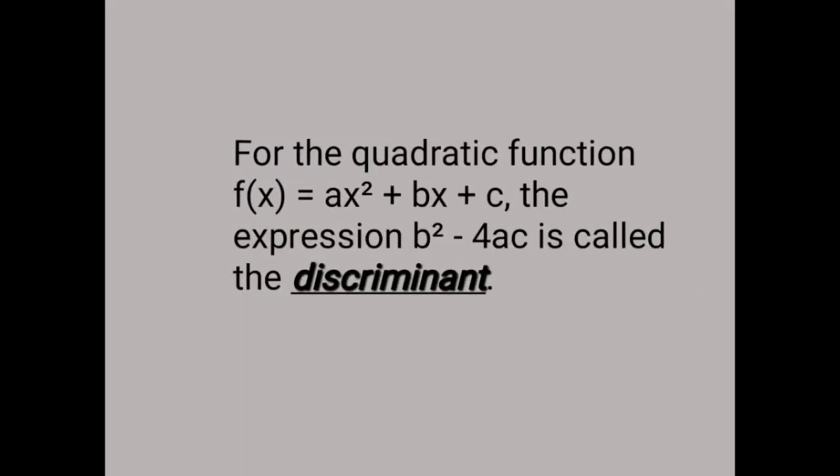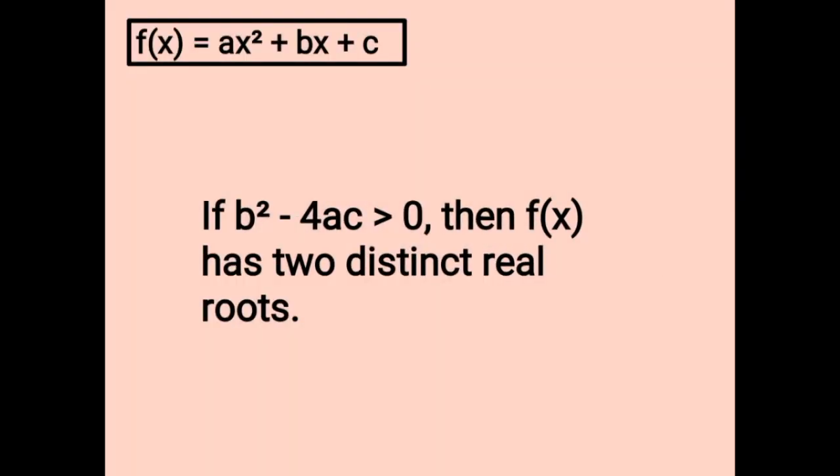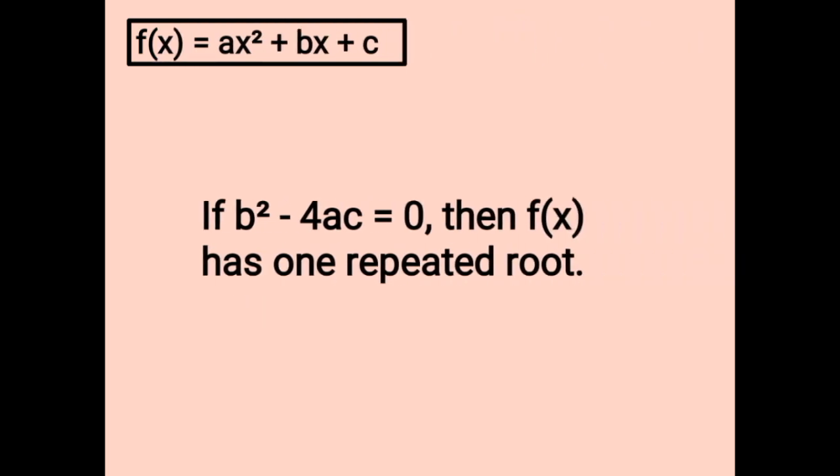For the quadratic function f(x) equals ax squared plus bx plus c, the expression b squared minus 4ac is called the discriminant. The value of the discriminant shows how many roots f(x) has. If b squared minus 4ac is greater than 0, then f(x) has two distinct real roots. If b squared minus 4ac is equal to 0, then f(x) has one repeated root. If b squared minus 4ac is less than 0, then f(x) has no real roots.